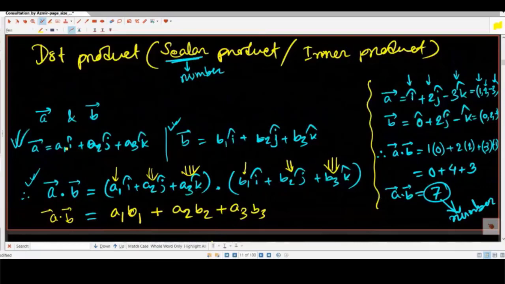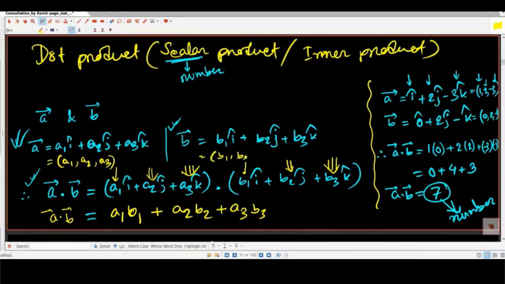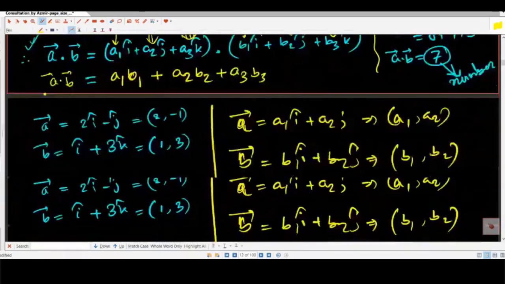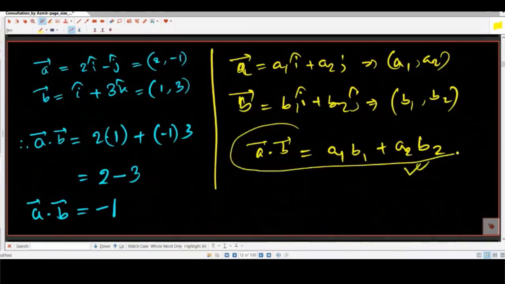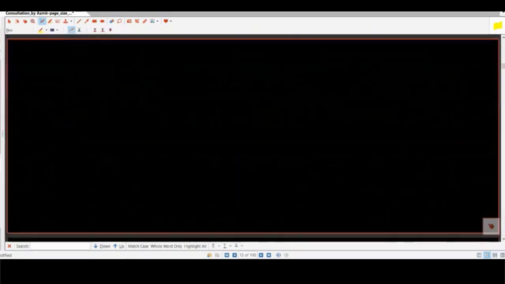Similarly, here we can think about a1, a2, a3 and b1, b2, b3. So a1 b1 plus a2 b2 plus a3 b3 will be the dot product of these three-dimensional vectors. And this is the formula for the dot product. After dot product, we have to know what is cross product.